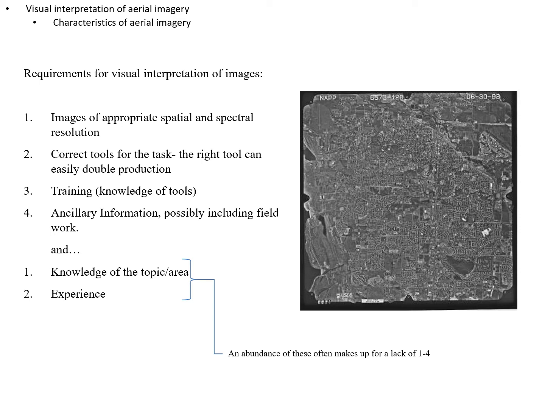So the images themselves have to be of an appropriate spatial and spectral resolution. You need the correct tools for the task. The right tool can easily double or quadruple your production of information about the photos you're trying to get. Training is extremely important. Ancillary information, possibly including fieldwork to actually discover what you're looking at. And finally, you need knowledge of the topic area or a topic or area.